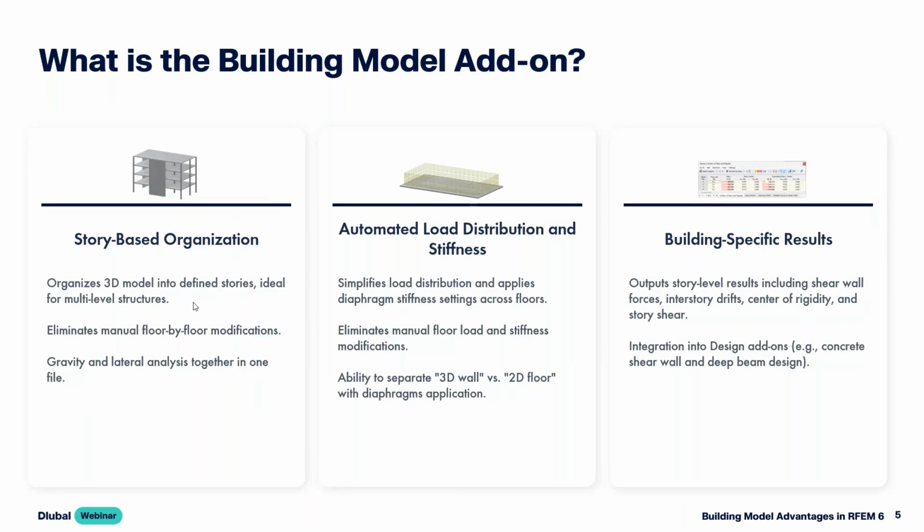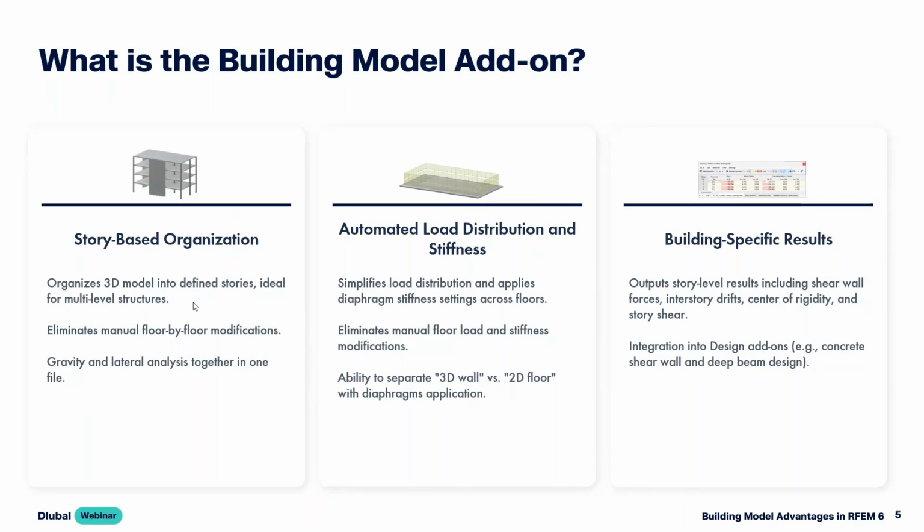Now, this is certainly possible within RFEM 6 alone, again, without the building model add-on, but we're having to manually make these modifications directly within the stiffness matrix of our floor, for example. When we do utilize both a semi-rigid and rigid diaphragm, we also have the ability to separate out what we call the 3D wall from the 2D floor calculation. And again, we'll be covering that in our example today.